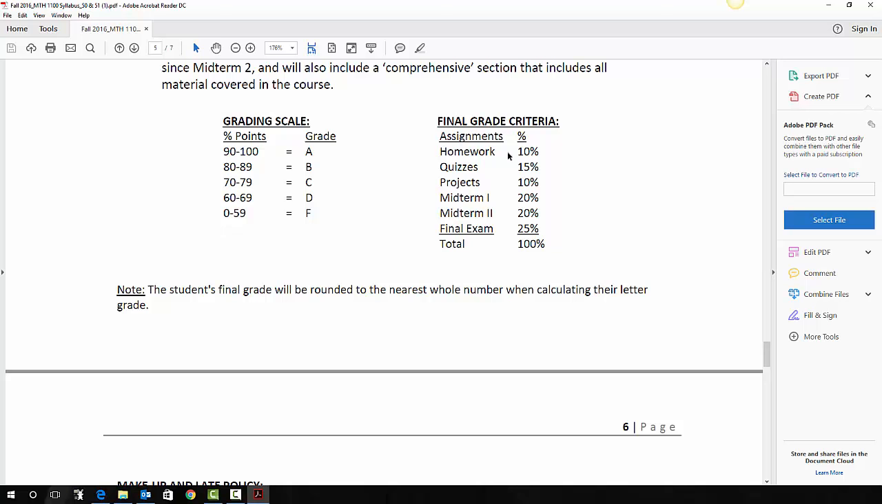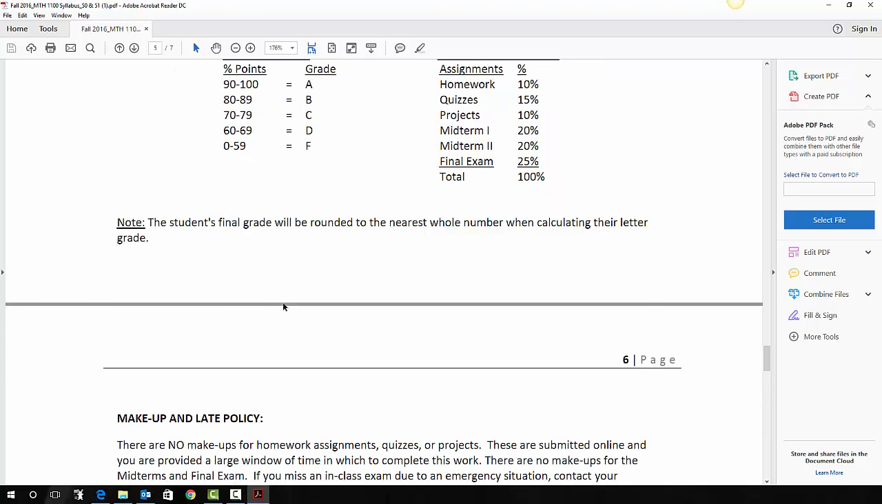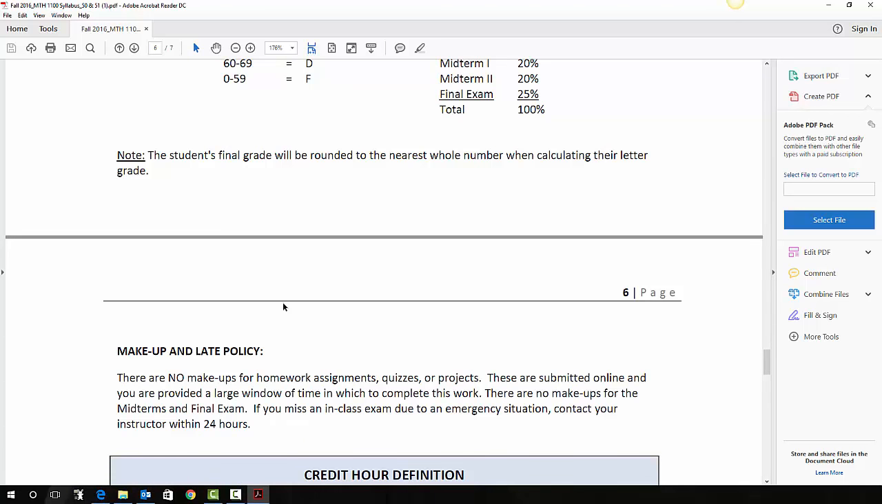And then here's the grading scale and the final grade criteria. So just a typical grading scale, and then the final grade criteria: homework will be 10%, quizzes 15%, the course projects 10%, midterm 1 and midterm 2 each at 20%, and then lastly the final exam at 25% to total 100% of your grade. I just noted here that I will round to the nearest whole number when calculating your final course grade.